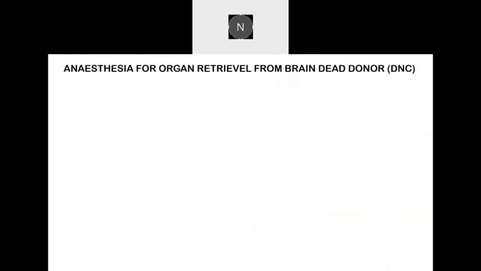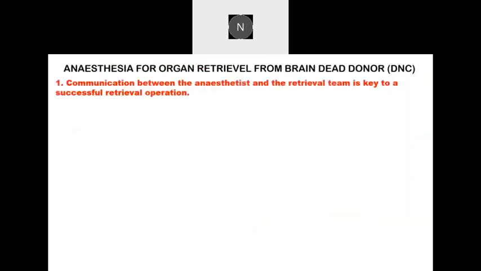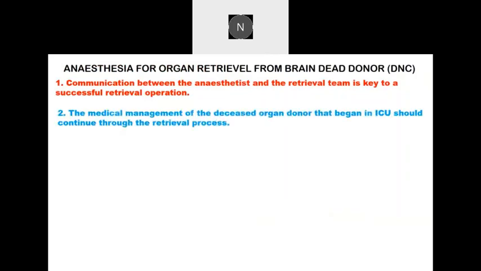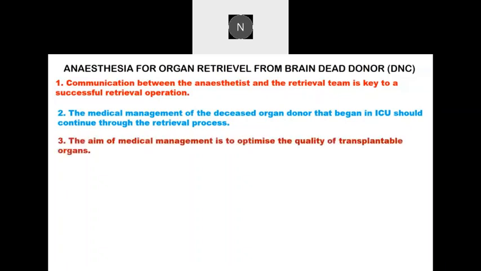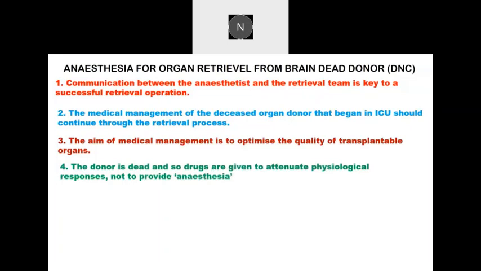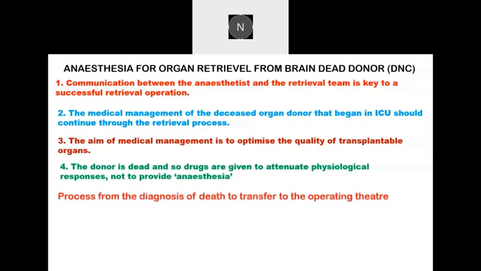Coming to organ retrieval, as I said earlier, communication between the anesthetist and retrieval team is the key to a successful retrieval operation. The medical management of the deceased donor begins in ICU itself and continues through the retrieval process. The aim is to optimize the quality of transplantable organs. So your aim is to keep the organs in perfect condition so that they can work well in the recipient. And the donor is dead, and whatever anesthetic drug you give is not to anesthetize him, but to attenuate the physiological responses.